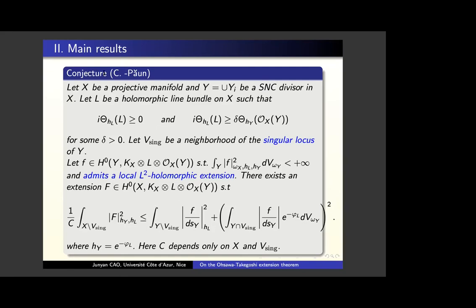So here we proposed the conjecture. We state that if small f is L1 close to the singular locus, then we can find an extension with an effective control on its L2 norm. That's our main conjecture.